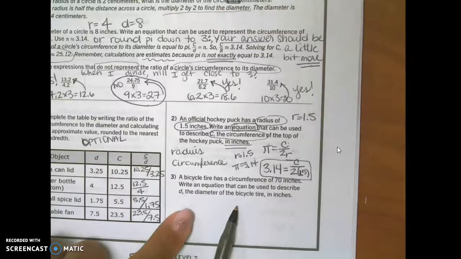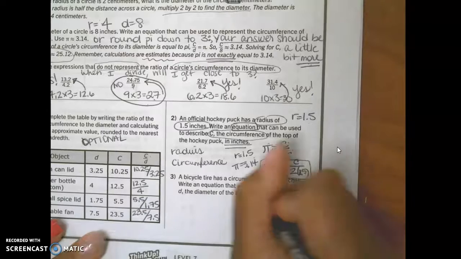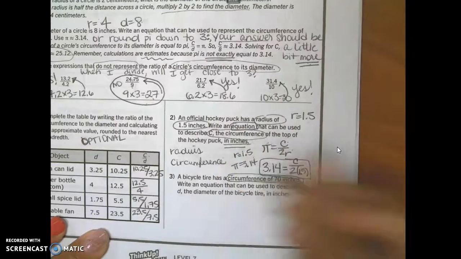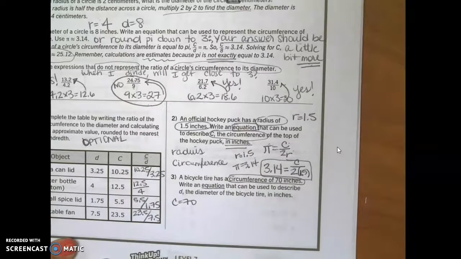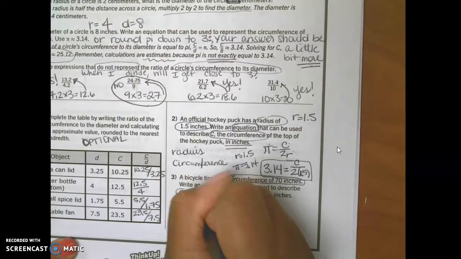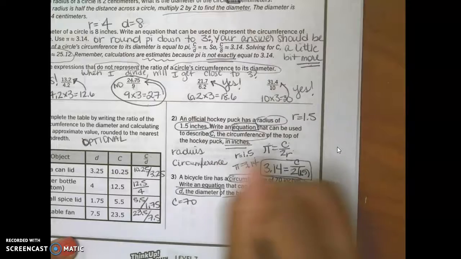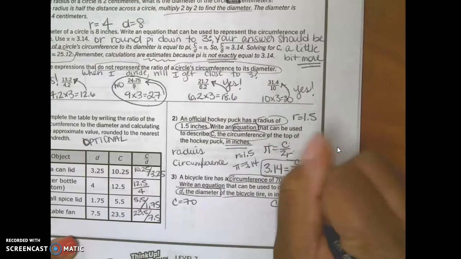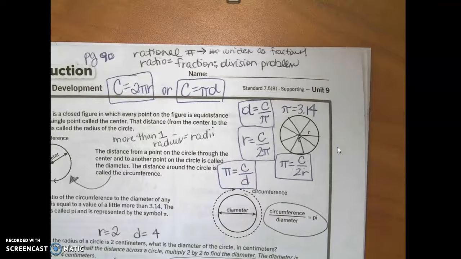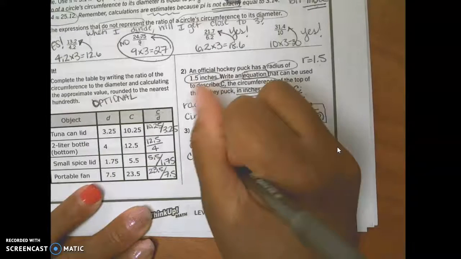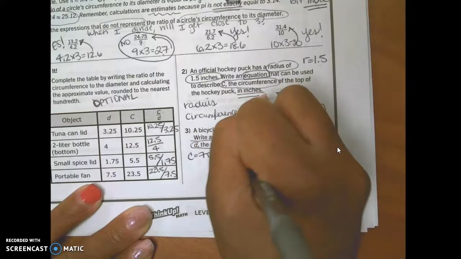Now the next part. A bicycle tire has a circumference of 70 inches. They're giving me an important value there. C equals 70. Write an equation that can be used to describe D, the diameter of the bicycle tire in inches. So I need circumference and diameter. What's one formula or even a ratio that has C and D? Circumference over diameter. Cool.